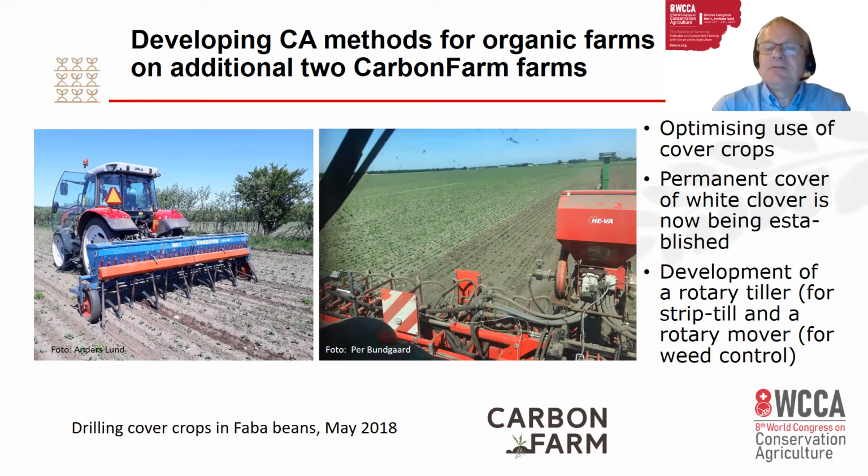So what we have shifted to, and will continue working on during the next years, is that we have established white clover in the conservation agriculture plots, and that will be a permanent cover. And we will try to establish the cash crops with a rotary tiller, tilling strips to prepare seed beds in the strips, and we will also develop a rotary mower that can be used for weed control and to cut the cover crop between the rows of cash crops.